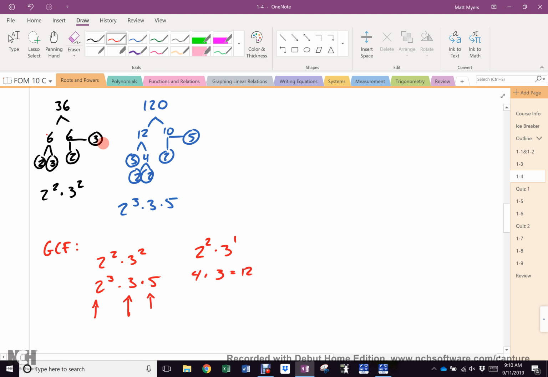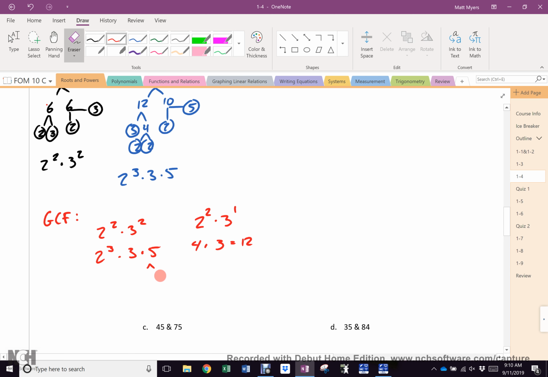Everybody cool? Now let's do the LCM. I like to do my LCMs in blue. Again, 2 squared times 3 squared, 2 cubed times 3 times 5. I have to count everything how many times? Once. So I've got to count 2's. This guy has 3 2's. Do these 3 2's cover those 2 2's? Yeah, so I don't need to count them because this guy's already got them covered.